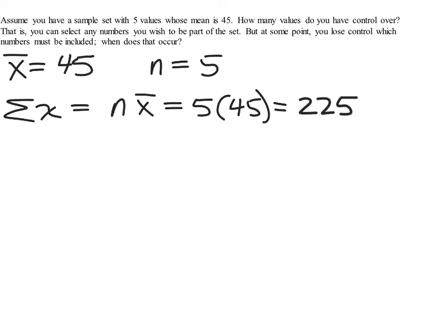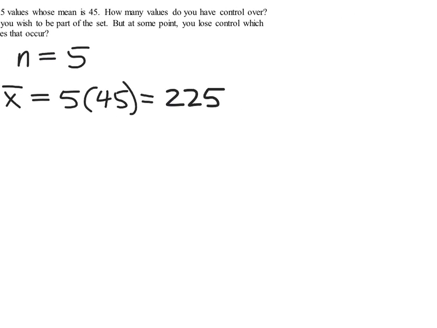So we can choose any numbers that we want to be part of the set, but if all 5 of the values have to total 225, we are going to lose control after a certain point over what the numbers can be. All right. So let's say that the first number is 40. Just making it up. That's going to leave me what for the remaining values? 185.